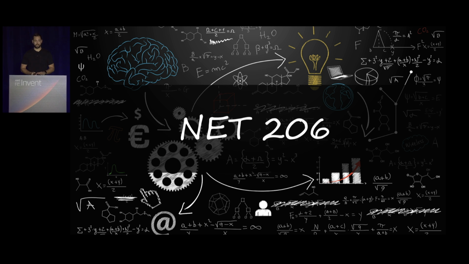Again, this is Net 206. A bit of a disclaimer, we do jump around a lot as far as the leveling goes in this session. 200 is probably not where we're at. Sometimes we're at 100 level, so bear with us if you're more advanced. And sometimes we might dive into 400 level just because of the nature of the topic.